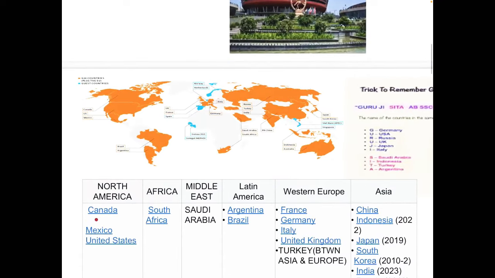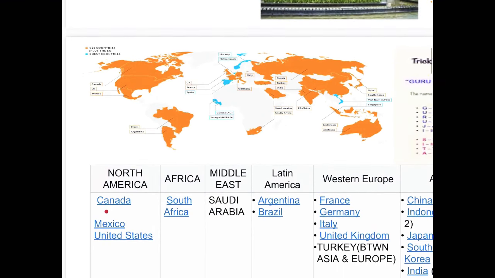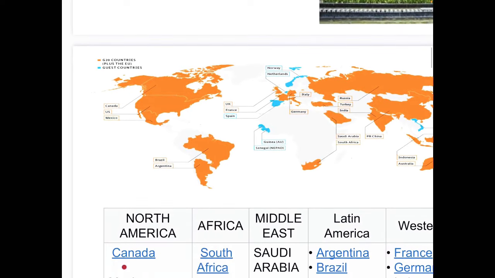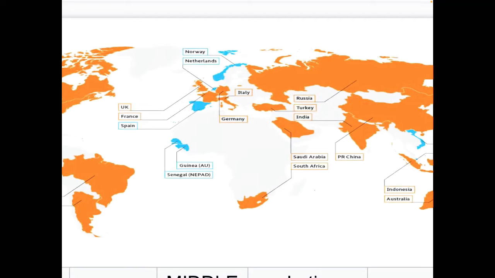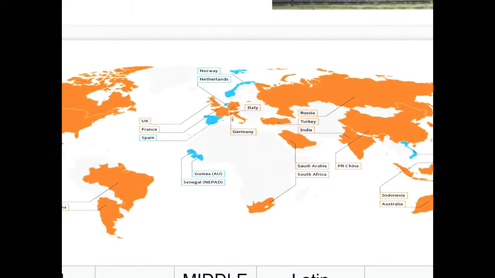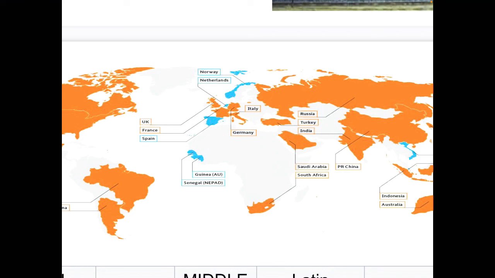In North America, which countries are included in the G20? There are 3 countries: Canada, Mexico, and the United States. As you can see here, these are the 3 countries from the North American continent. From Africa, only South Africa was there, until recently, on the 10th September 2023, at the summit held in Delhi, the African Union, which has 55 member states, joined the G20, which now makes it G21.